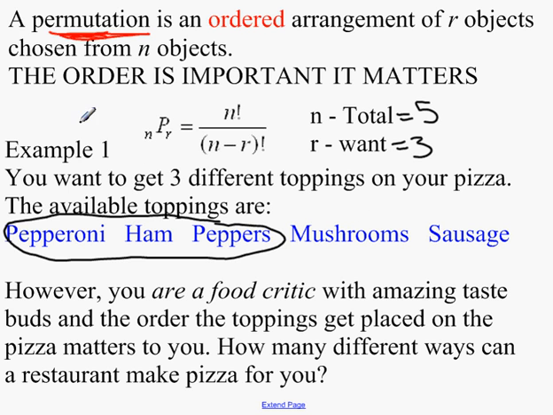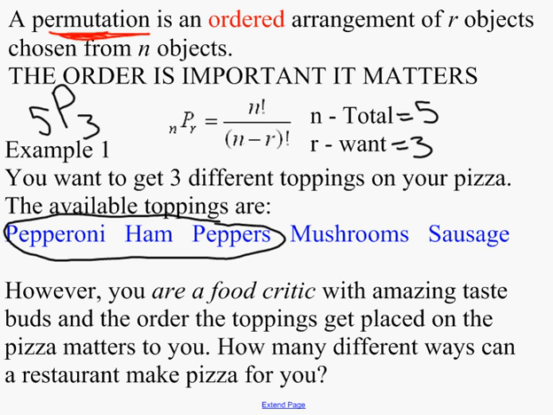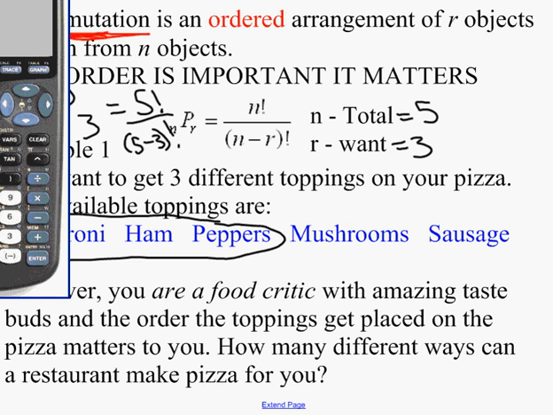So we're going to write 5P3. Now, if I'm going to be using the formula, that would be equal to 5 factorial over 5 minus 3 factorial, which would be 5 factorial over 2 factorial. But I'm not going to do it that way. I'm going to show you how to do it on the graphing calculator.